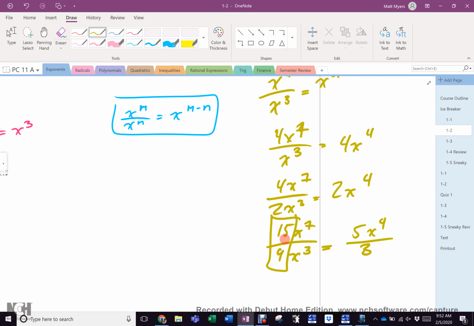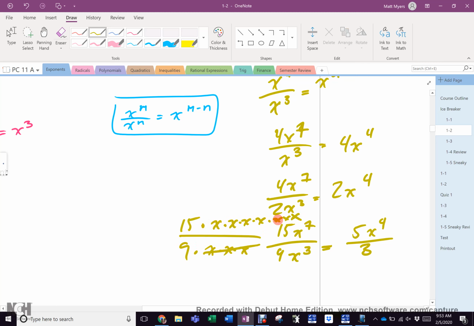Simplified the fraction. Yep. Because this is really, and you'll hear me say that a lot, what is this really? This is really 15 times x times x times x times x, over 9 times x times x times x. Oh, 3 more x's there, right? And then we would cancel those 3. So there's our x to the 4th.